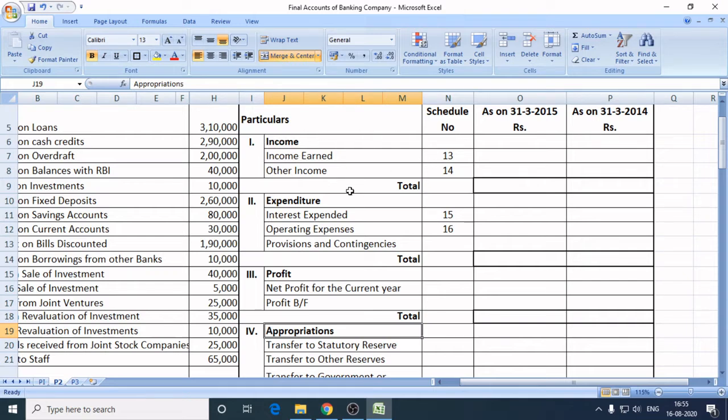Now in Schedule number 13 we have to show the bank's income on account of interest received. If the bank has received interest on its investments, on the deposits which it has made with other banks or with RBI, and the interest which it has received on the loans given by it. I mean to say, here we have to show only interest-related income in Schedule number 13. From whatever source the bank has received interest, all that entire interest amount we are supposed to mention under Schedule number 13, that is income earned.